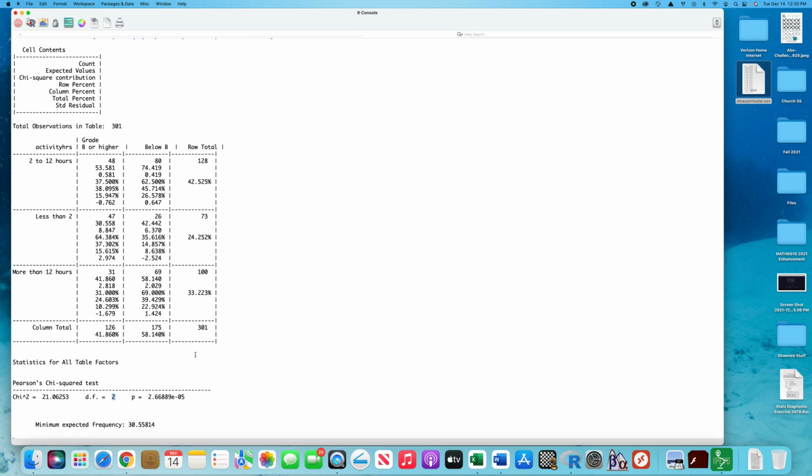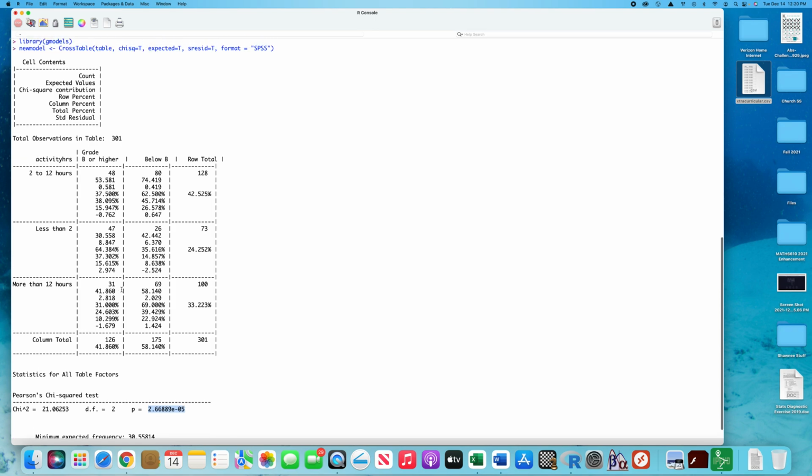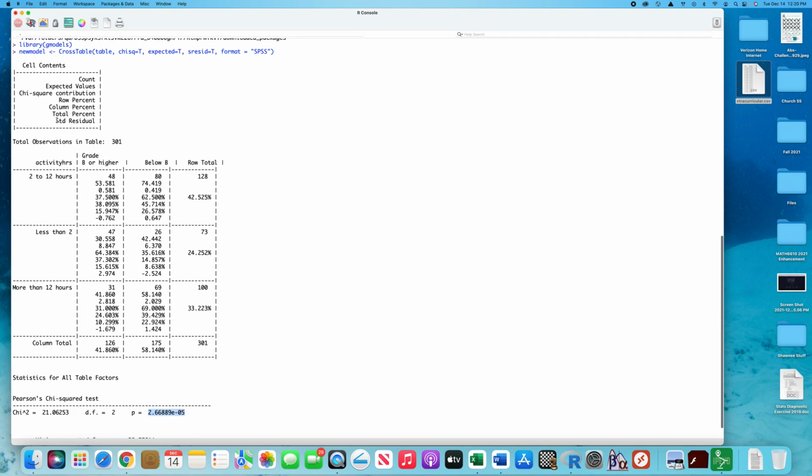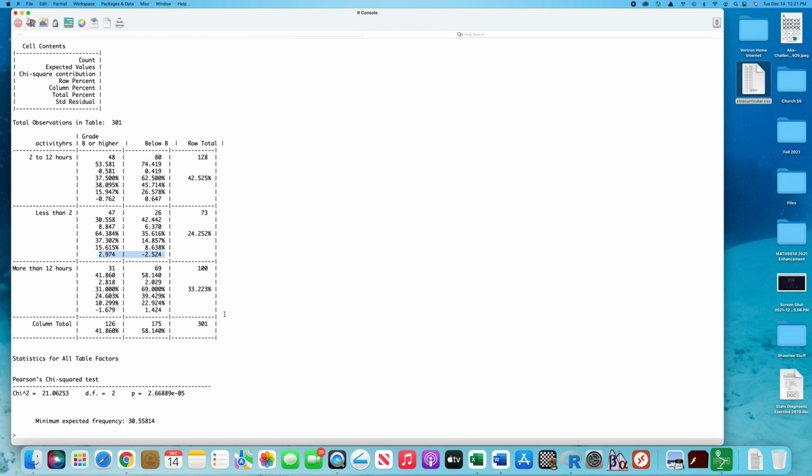Now, the next thing I do is once I get statistical significance, I automatically get tunnel vision on the standardized residual. That's going to be the bottom entry in each of these cells, right? What I'm looking for here are any of these greater than 2 or less than -2. You can see what happens here is I have the 2.974 and the -2.524 that just jump out at me. I'm concerned about the others and I will report those as well, but these two are the contributing factors to us getting statistical significance.